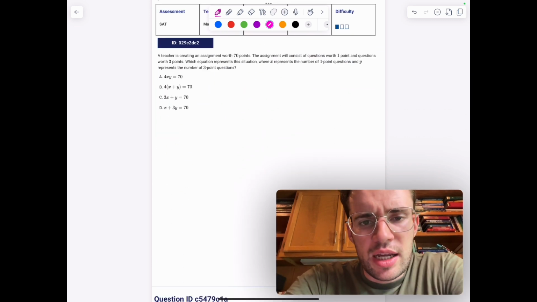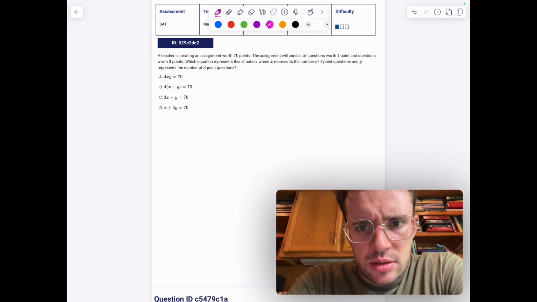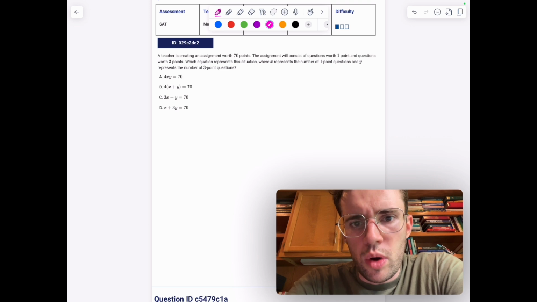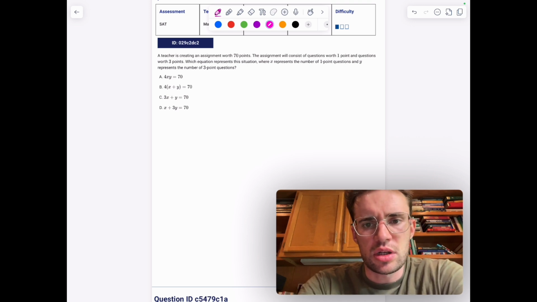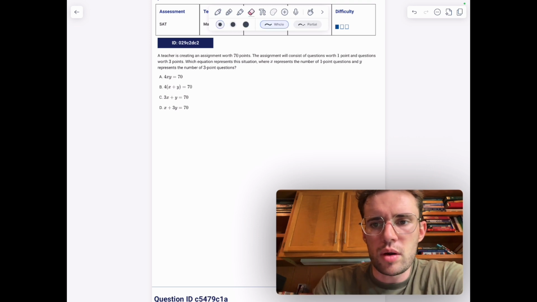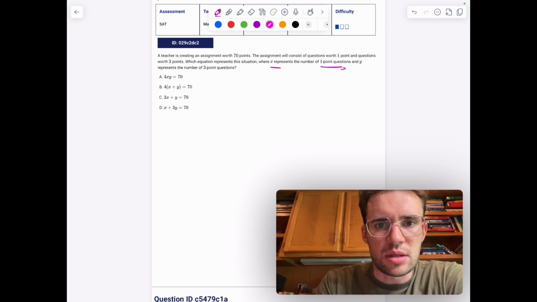A teacher is creating an assignment worth 70 points. The assignment will consist of questions worth 1 point and questions worth 3 points. Which equation represents this situation where x represents the number of 1-point questions, so x is the number of 1, and y represents the number of 3-point questions?